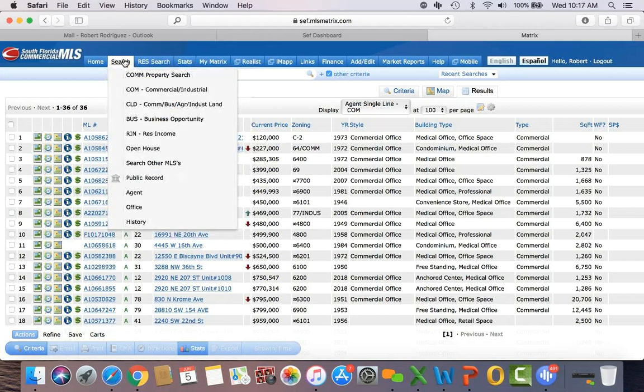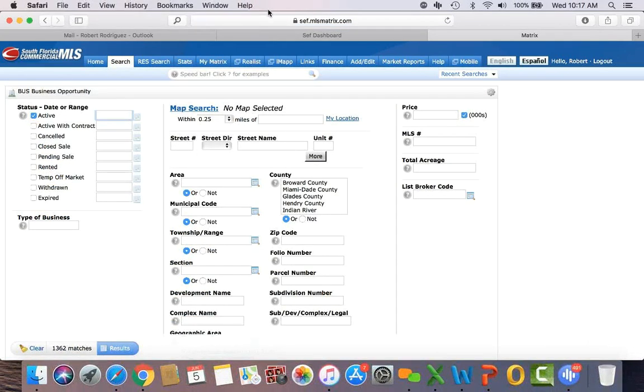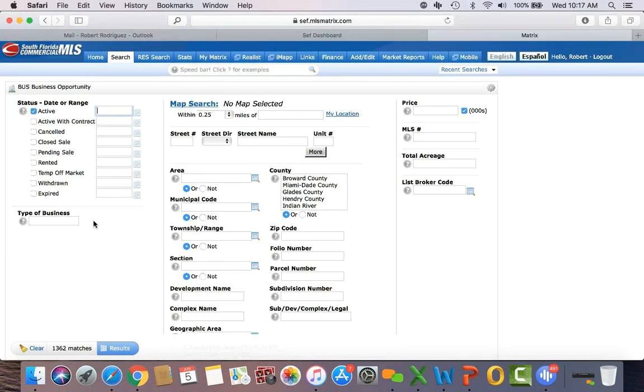So let's move into search, and let's go to business opportunity. Now, the business opportunity is when people are selling a business to run. And normally there aren't many properties in here. Sometimes people go to a business brokerage to sell their businesses. So in the entire MLS, currently there are 1,362 businesses. Sometimes you will see the property and the business for sale.